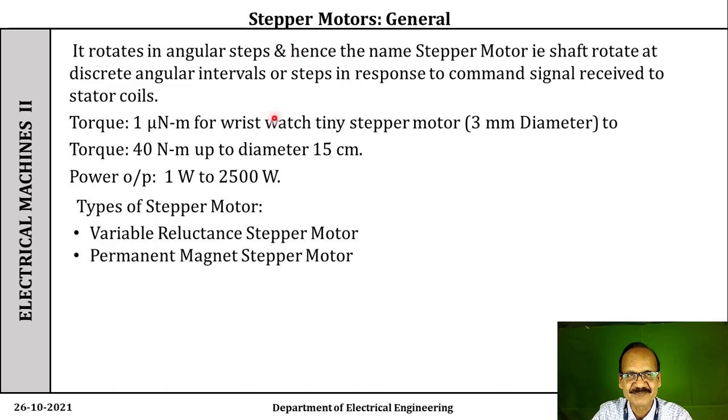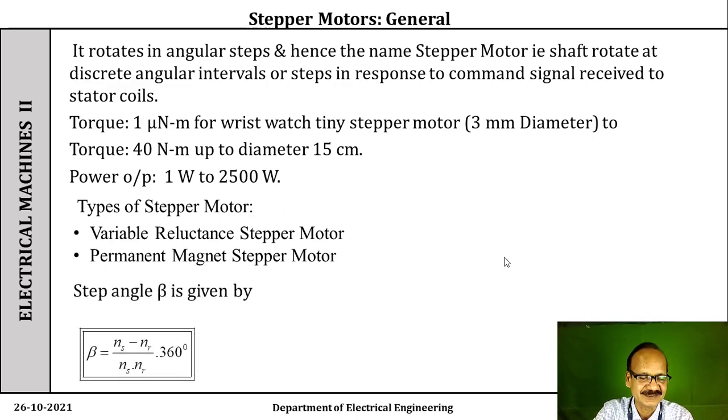For such a stepper motor, the torque available is from 1 micronewton meter for a wristwatch teeny stepper of 3 mm diameter to 40 newton meter up to a diameter of 15 centimeter. And the output power ranges from 1 watt to 2500 watt. Now what are the types of stepper motors? Variable reluctance stepper motor and permanent magnet stepper motor.